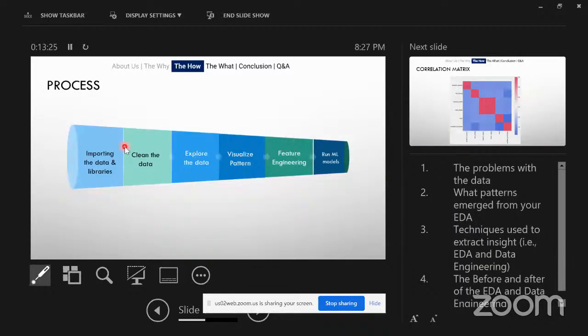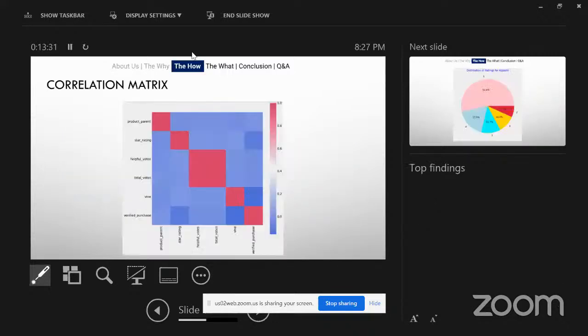So now we have talked about cleaning the data. We will move to the visualization. We performed a correlation matrix. Correlation basically defines the relationship between characteristics. As you can see, red is highly correlated, and dark blue is not so correlated. In the middle, you can see the block of total votes and helpful votes, which makes sense because helpful votes is a component of total votes.